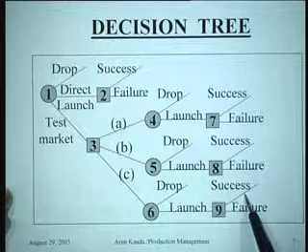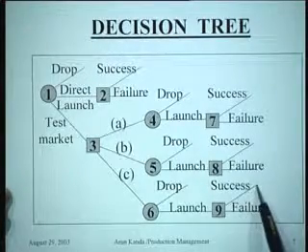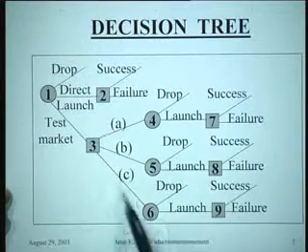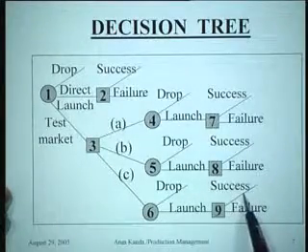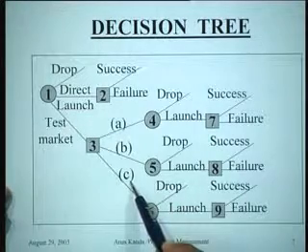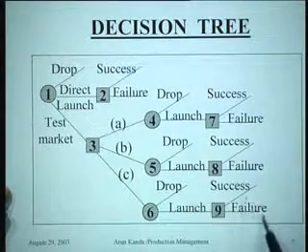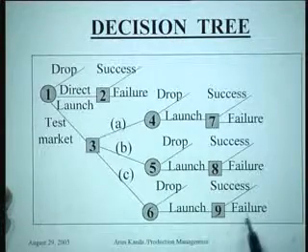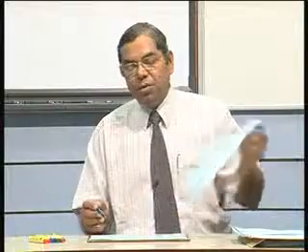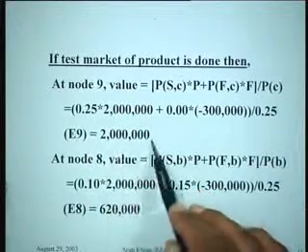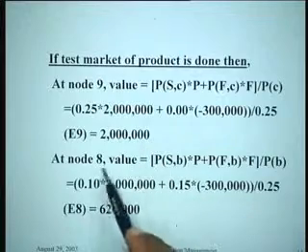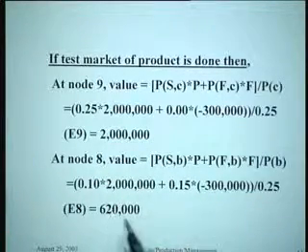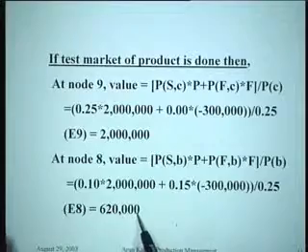Here we are going to use conditional probabilities of success because this is the probability that you are on this branch. So this is nothing but the probability of success given C has happened. Right? So similarly, the probability of failure given C has happened. This will be the probability here. So if you compute these figures, you get the expected value for node 9 as 2 million rupees. And similar figures for node 8 are 620,000 rupees by a similar logic.